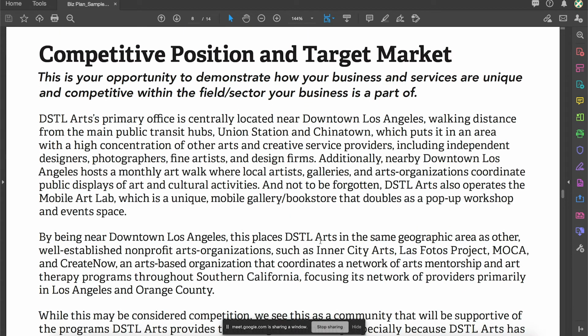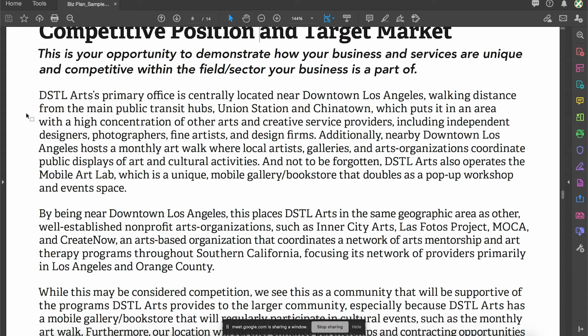Now, in this next section, the competitive position and target market, again, this is going to be a lot of the information that you found when you were researching your demographics, right? When you were looking at the community that you want to serve, that would be your target market. Those are the people that will actually pay you for your services, or will buy your merchandise, or will buy your books. And competitive position is kind of like what it sounds like. This is where you talk about your competitors, and you say why you are different from your competitors and why your business will do well in comparison to other people.